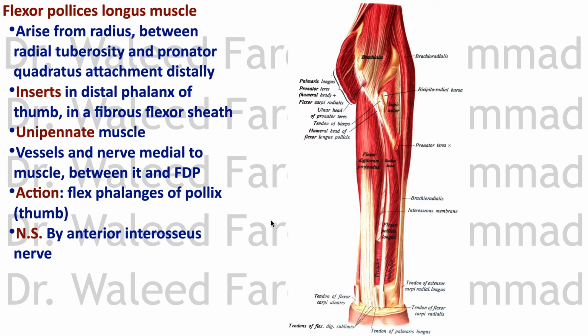Flexor pollicis longus muscle. This is the flexor pollicis longus muscle. It's a unipennate muscle, you can see that. It arises from the radius between the radial tuberosity and the pronator quadratus attachment distally. It inserts into the distal phalanx of the thumb in a fibrous flexor sheath of its own. The vessels and nerve are medial to the muscle, between it and the flexor digitorum profundus muscle. The action is flexion of the phalanges of the pollex, the thumb. Nerve supply is by the anterior interosseous nerve.